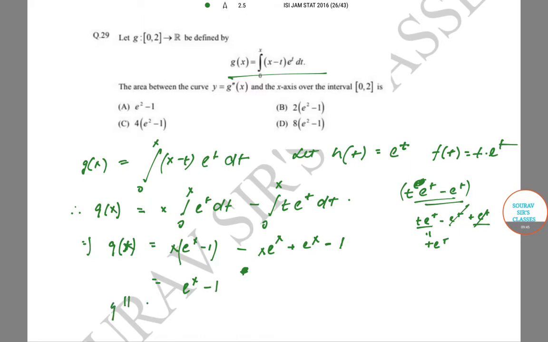So g''(x) now is equal to e to the power x, and the integral of 0 to 2 of g''(x) is equal to the integral of 0 to 2 of e to the power x, which is e squared minus 1. So A is the correct answer. Thank you.